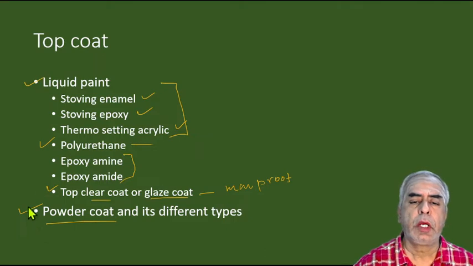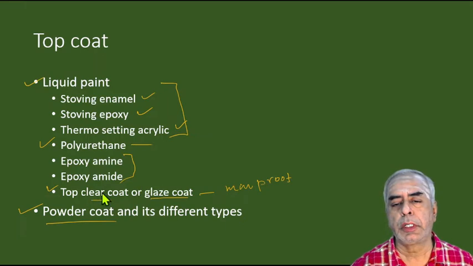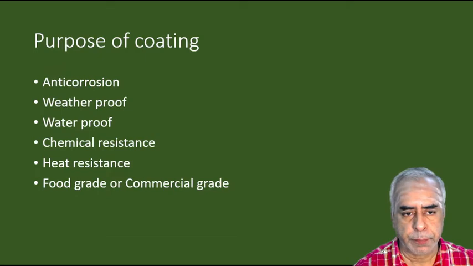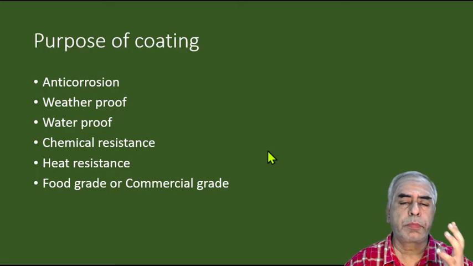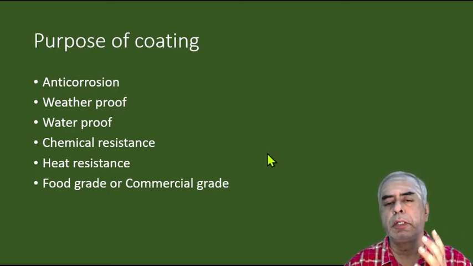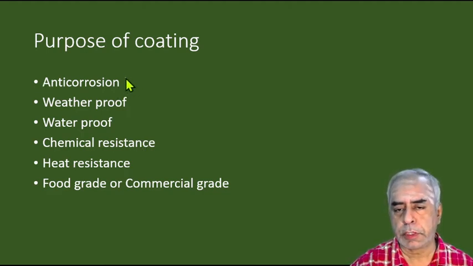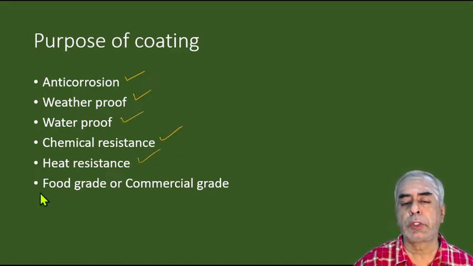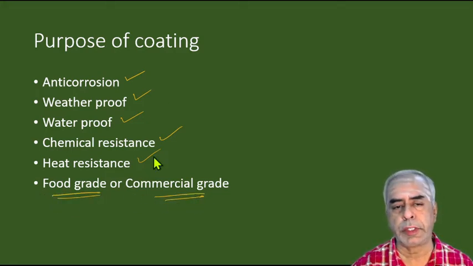And then as I have already explained, in powder coat we have got different systems like urethane, epoxy, epoxy amide, polyester, etc. Then the purpose of coating. Here we should understand for what purpose you are going to give the metal finishing for your component. For example, whether you are very specific about anti-corrosion or weatherproofness or waterproofness or chemical resistance or heat resistance, and with all that you have to specify whether it is food grade or commercial grade. So these are all very, very important.